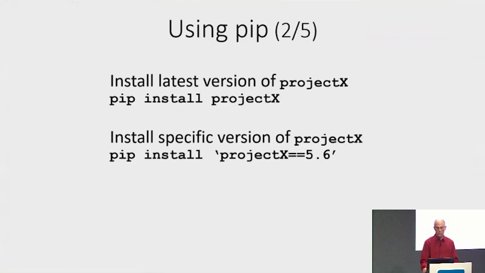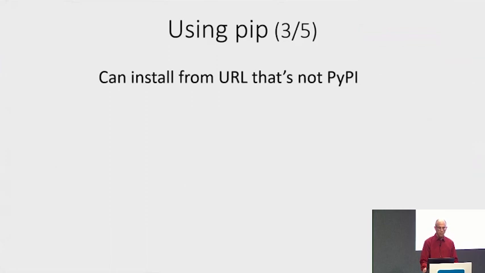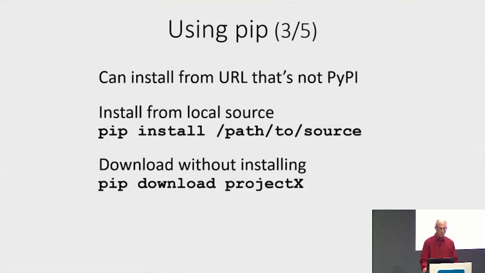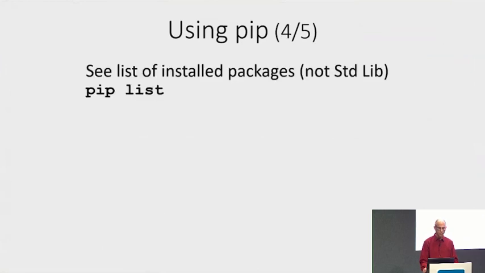You can install a specific version of your package. You can upgrade it. You could install it from a URL that's not official. You can install it from disk. You could download it without installing, and you could uninstall it. If you want to see all the installed packages, use pip list. It does not include the standard library, only what you have added.